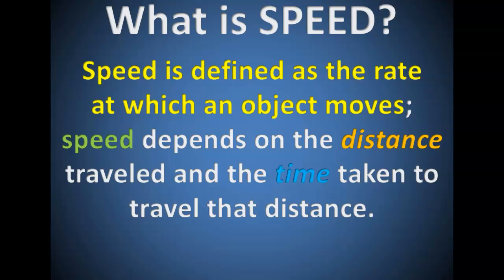If we define speed, we define it as a rate, or as the rate at which an object moves. And in order to be able to know what that rate is, we have to know the distance that the object traveled, and we need to know the time that was taken to travel that distance. So without being able to know the distance or the time, we're not able to find the rate or the speed at which the object moved.